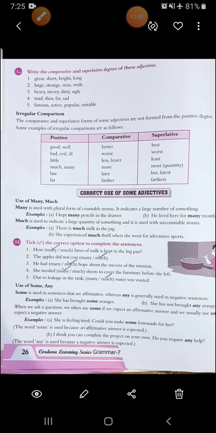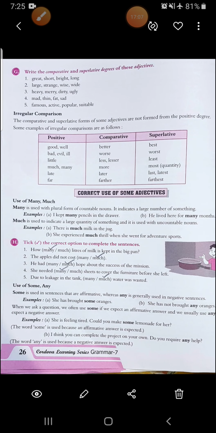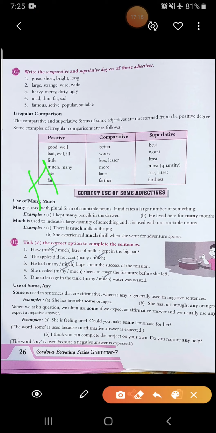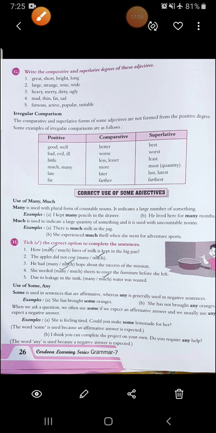Now see the third one. What rule will we apply here? You can see it is ending with Y. So we will replace Y with I, and then we will add ER and EST. So see, if it is HEAVY, we have to remove Y. What will it become? HEAVIER. So heavy will become heavier, heaviest. Merry will become merrier, merriest. Dirty will become dirtier, dirtiest. Ugly will become uglier, ugliest.